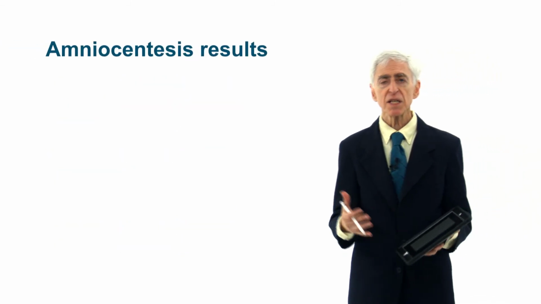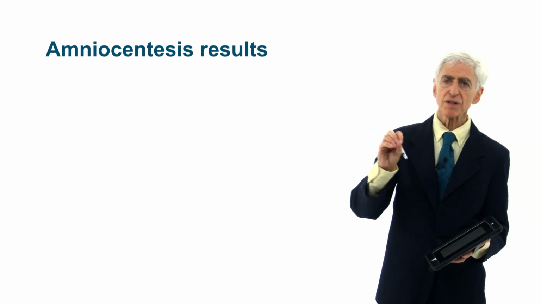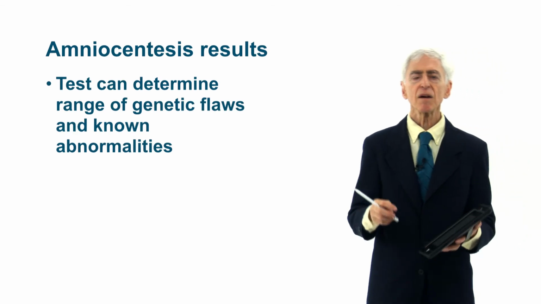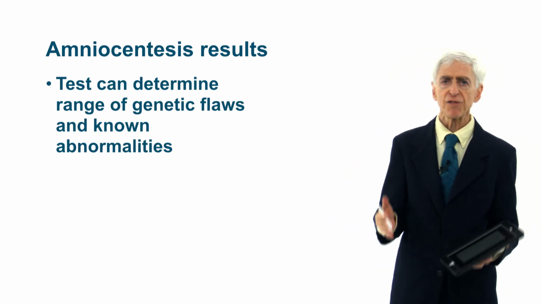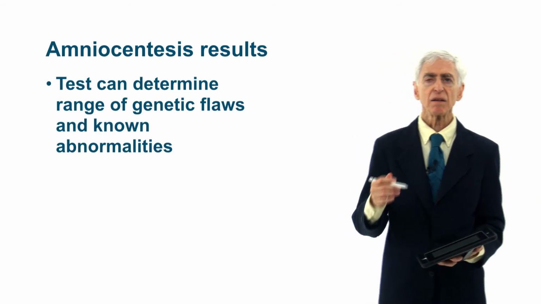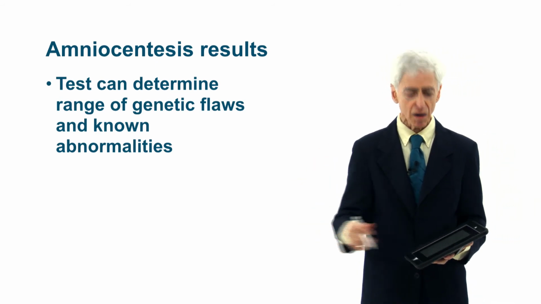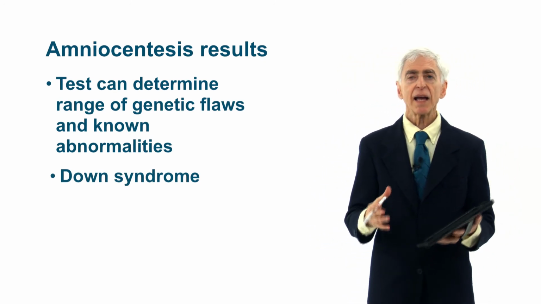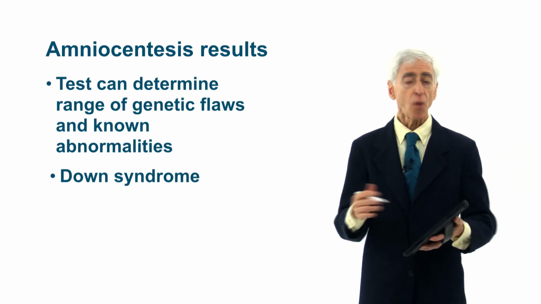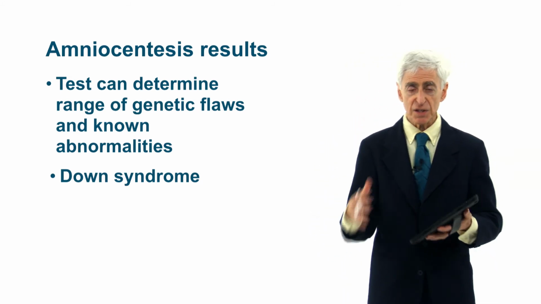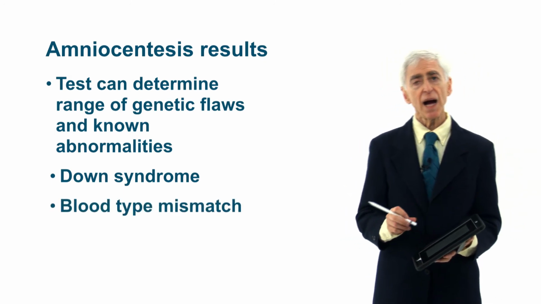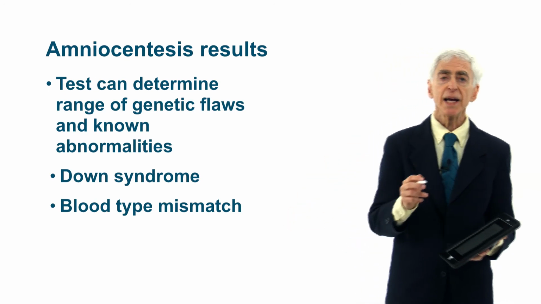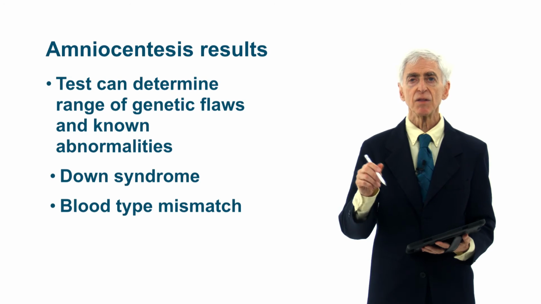The chromosomes can be studied, and certain markers can be looked at specifically that can identify particular and well-known genetic flaws and abnormalities that are associated with those markers. For instance, Down syndrome can be determined before birth by using this process. There's sometimes, rarely, but sometimes, a blood type mismatch between fetus and mother. It can be found through this process.